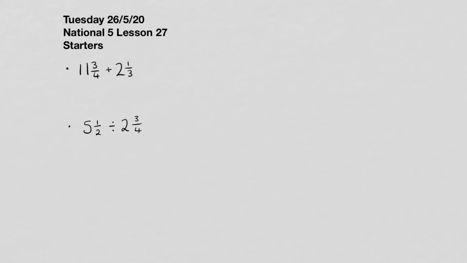Hello, we're going to do fractions for starters today to recap what we were doing last week. So first of all, we've got two mixed numbers that we're adding together. So we need to make sure we've got a common denominator for the fractions. So we're going to leave the whole numbers as they are, and then we're going to look at the 3/4 and the 1/3, and we're going to make them into fractions with a common denominator.